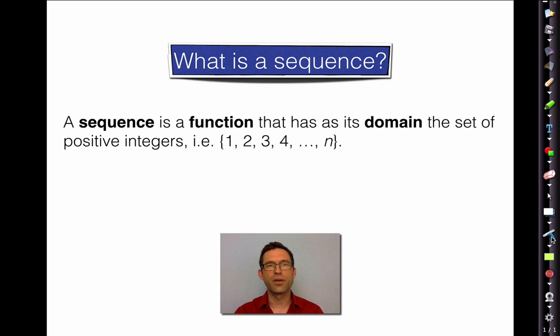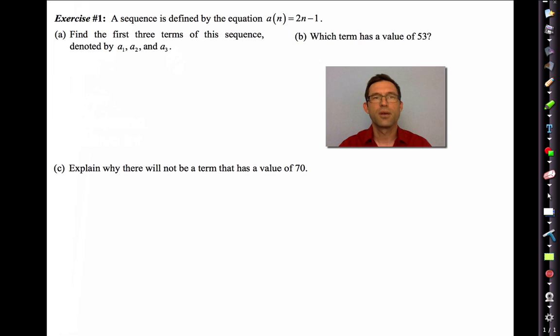So let's continue to look at sequences. Let's take a look at a sequence defined by the equation a of n equals 2 times n minus 1. Very often the input variable for sequences is called n instead of x, and n really stands for integer, an integer number. So letter A just says, find the first three terms of this sequence denoted by a sub 1, a sub 2, and a sub 3.